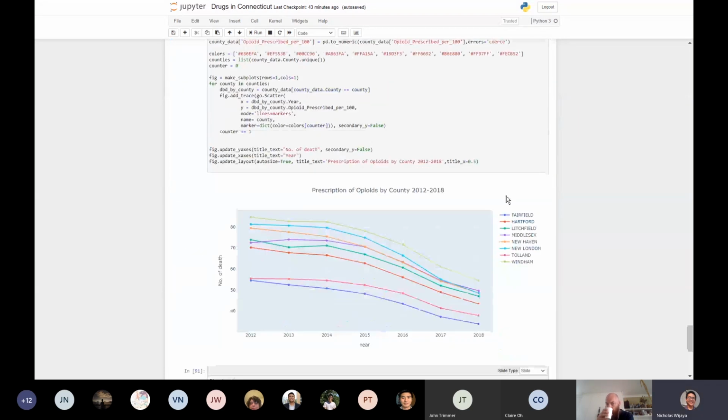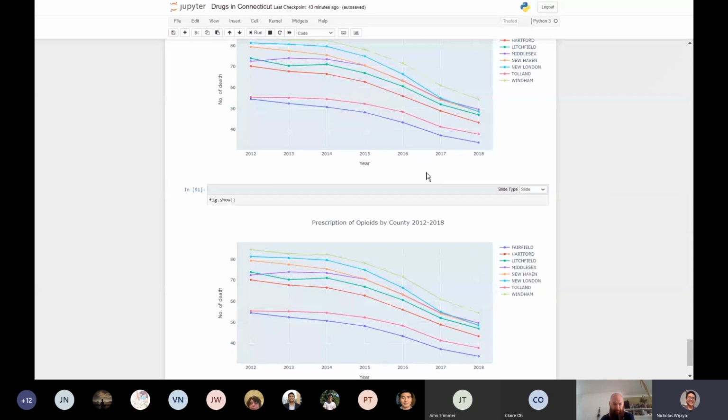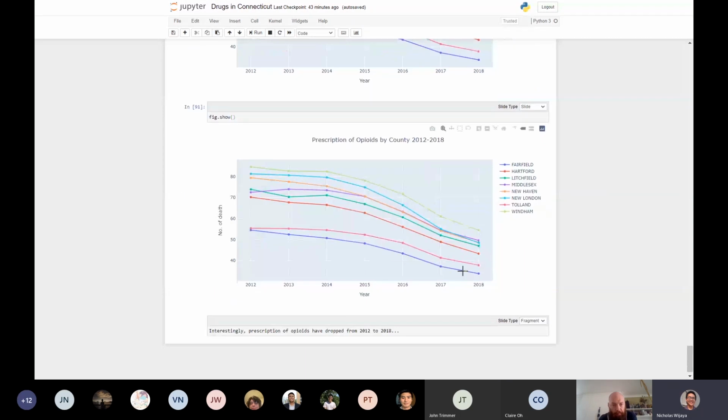However, if we look at the prescription of opioids, it has since dropped from 2012 to 2018. So this raises a question whether there's a lot of unofficial trades of opioids going on in the state.